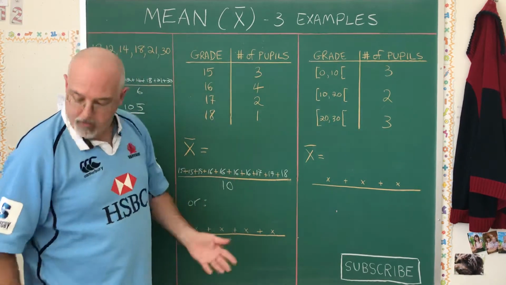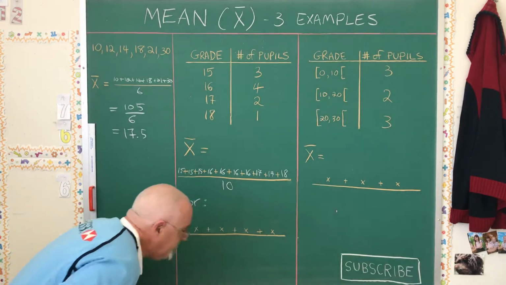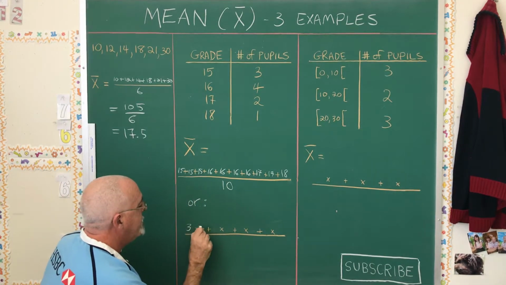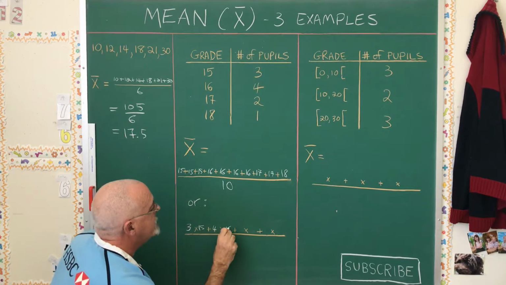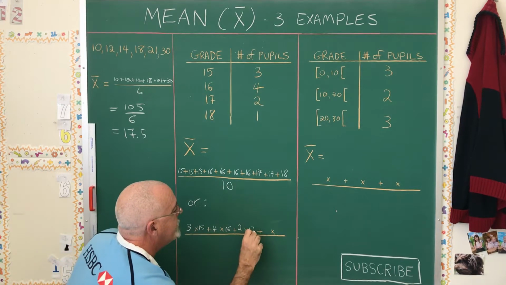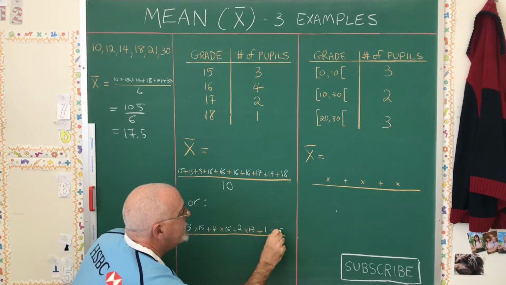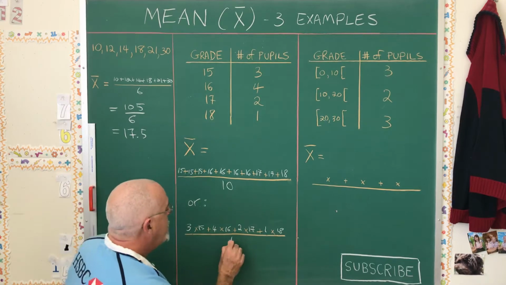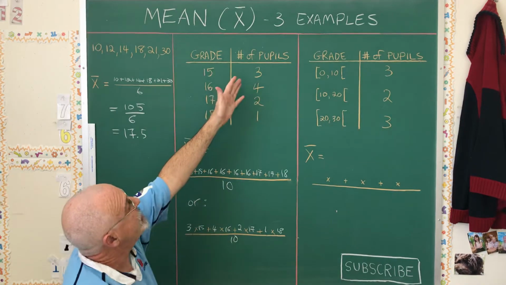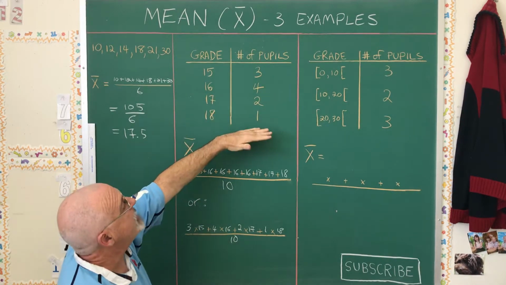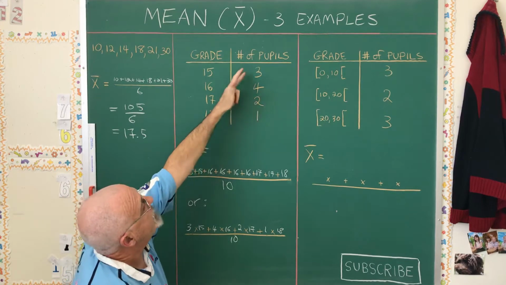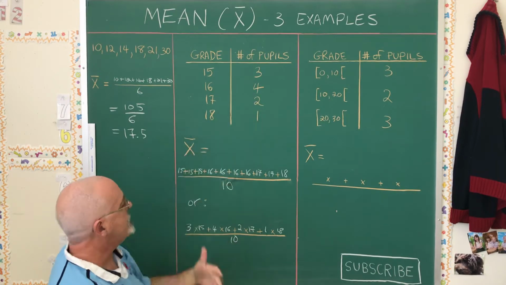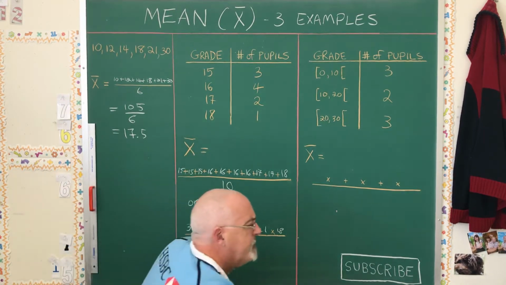Now another way of showing this is I can say 3 times 15 plus 4 times 16 plus 2 times 17 plus 1 times 18. That takes a little less space and is a little more organized. Either way, the total that I'm dividing by is my sample size, which is what I get when I add these numbers together. The frequencies add to give the total, so the total of these is 10. I'm dividing by 10.